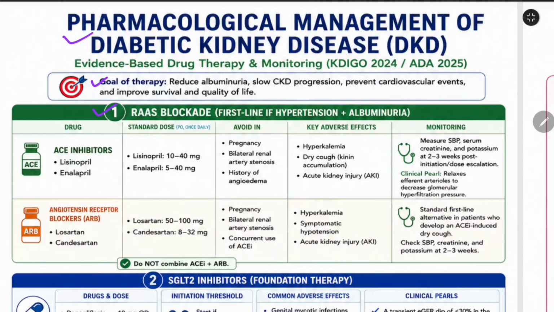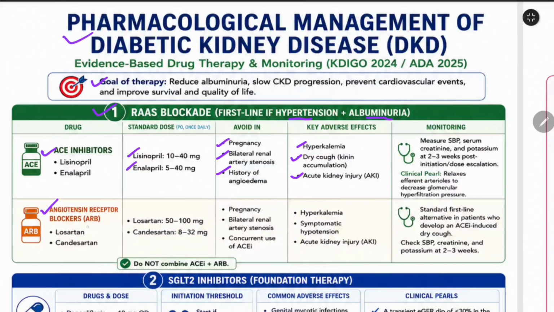The first class of drugs which we are going to start in a CKD patient is RAS inhibitors, that is ACE inhibitors or ARBs. First line if there is hypertension plus albuminuria. So what is the dose? Lisinopril, the dose is 10 to 40 mg. Enalapril, the dose is 5 to 50 mg. Avoid in pregnancy, bilateral renal artery stenosis, and if there is a history of angioedema. Key adverse effects are hyperkalemia, dry cough due to bradykinin accumulation, and acute kidney injury.